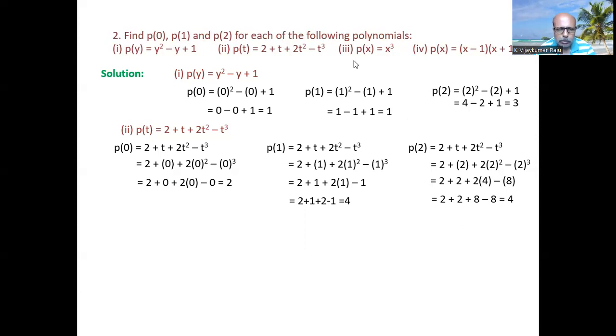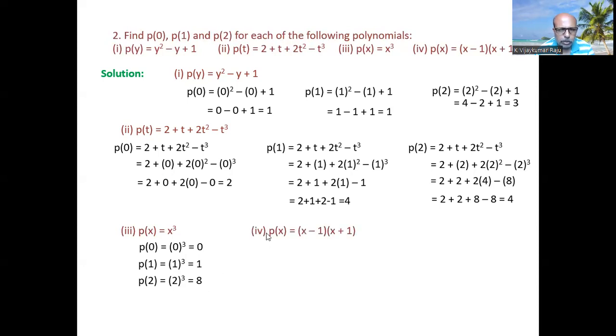Now the third polynomial. P of x is x raised to 3. So when you put x is equal to 0, 0 raised to 3 is 0. Let's take 1. 1 raised to 3 is 1. Let's take 2. 2 raised to 3 is 2 times 2 is 4, 4 times 2 is 8. So P of 2 is 8.